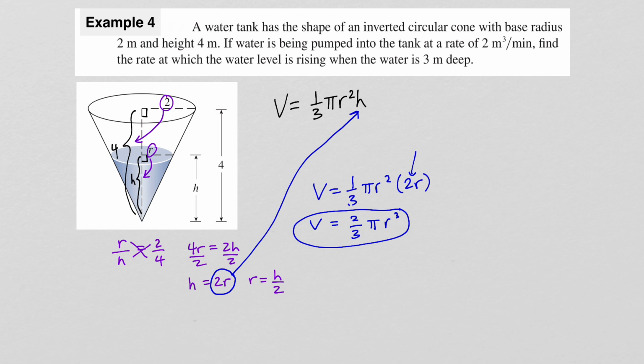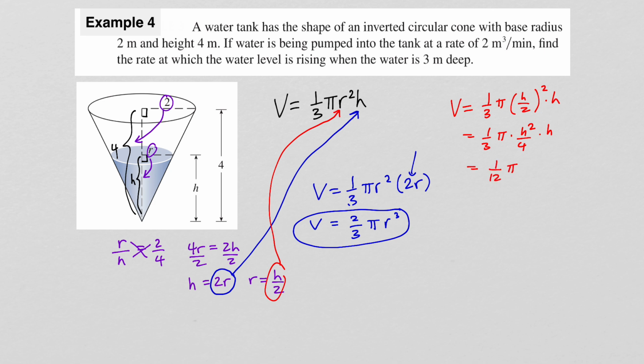But I don't have to make that substitution. I could also say r is equal to h over 2. And I could put h over 2 in for r. And if I do that, the volume becomes 1/3 pi times h over 2 squared times h. And this is 1/3 pi times h squared over 4 times h, which is 1/12 pi h cubed. So for this particular cone, both of these volume formulas are valid.